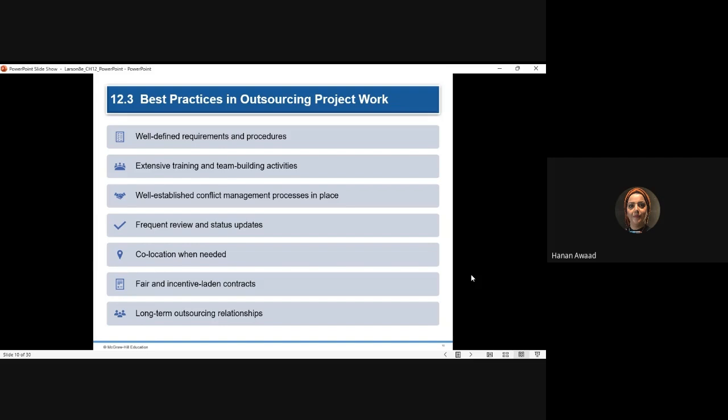Also, you need to set a schedule. So you will have some frequent reviews. When will we review what was done after the delivery or at certain milestones, who will do it, how we will do it, will we have a template, a checklist that we go through with the vendor or not.